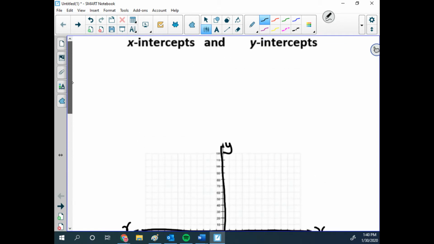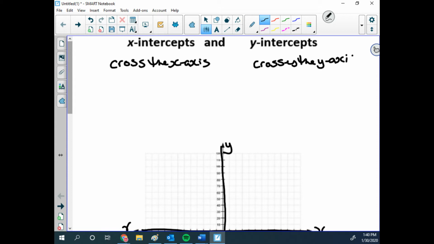So talking about X and Y intercepts, we are saying where does that graph or function intercept or intersect with each of those axes. So an X intercept is where the graph crosses the X axis, and the Y intercept is where a graph crosses the Y axis.